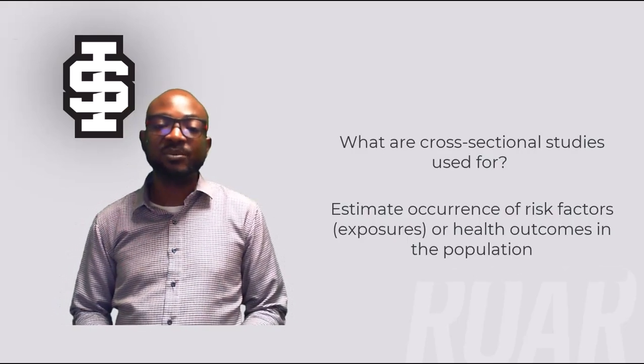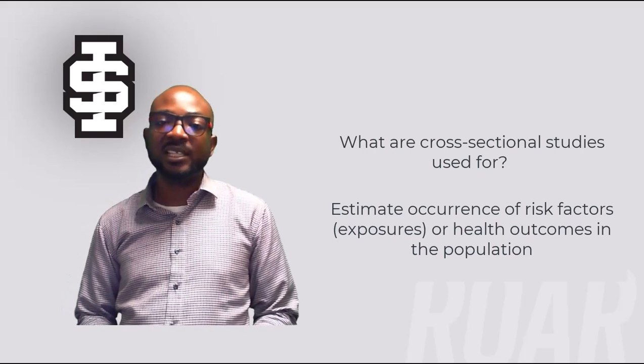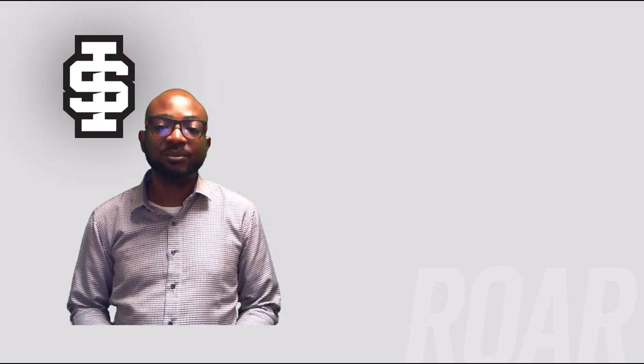They are widely used to estimate the occurrence of risk factors, exposures, or health outcomes in the population. For example, a study to look at the prevalence of elevated blood lead in toddlers or the prevalence of asthma in children. National examples of cross-sectional studies of great importance are the decennial census, the National Health and Nutrition Examination Survey, or the prevalence of HIV-positive antibodies in military recruits.